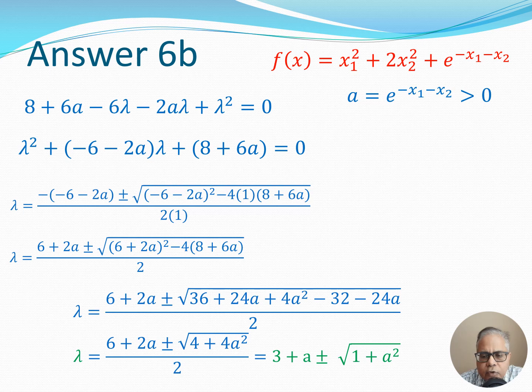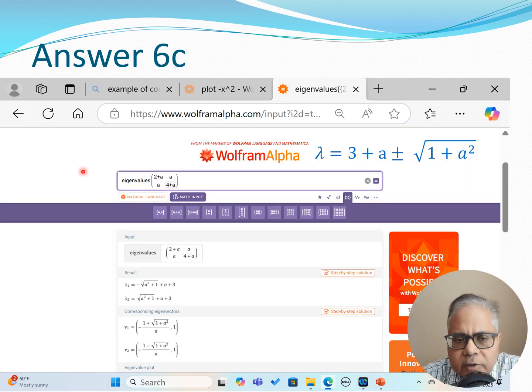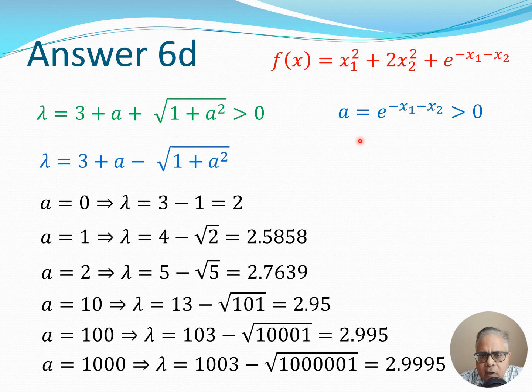Now of course we need to figure out whether these are positive or not. Just to check my math, I checked it out here. I put in the matrix and I again got the eigenvalues as 3 plus a plus minus root 1 plus a square. Now, if I look at these two solutions for lambda, the positive solution is not a problem because this is always going to be positive. Remember, a is always greater than 0. So a is positive, so this is positive.